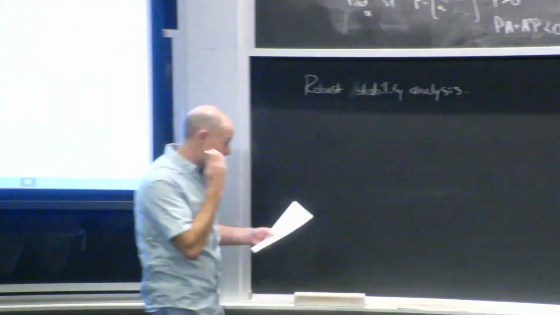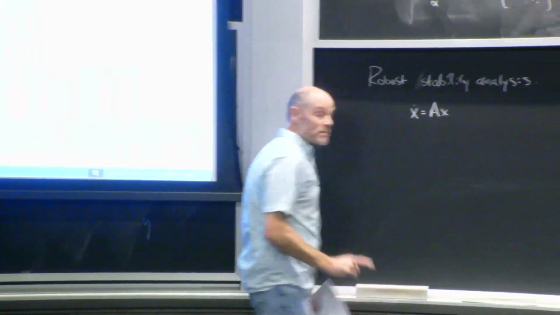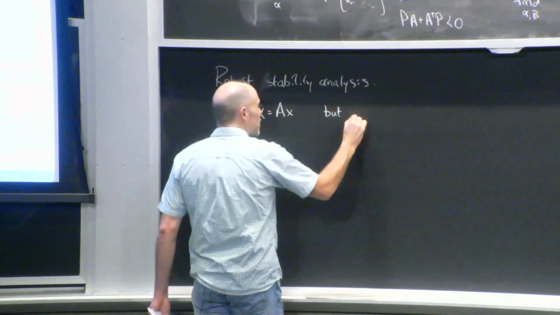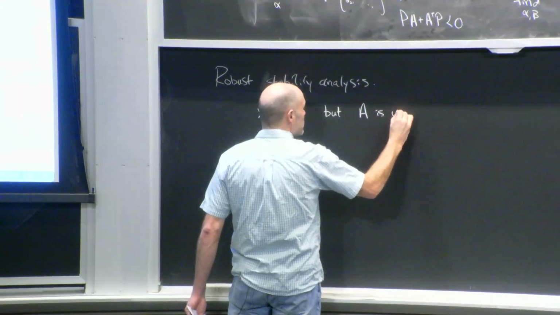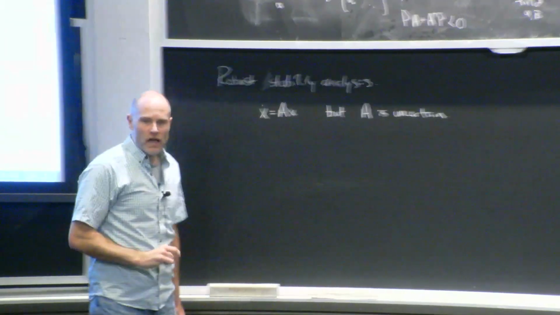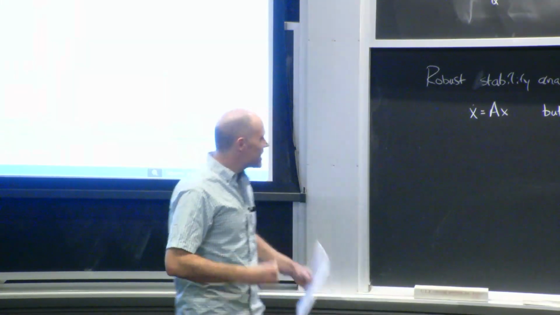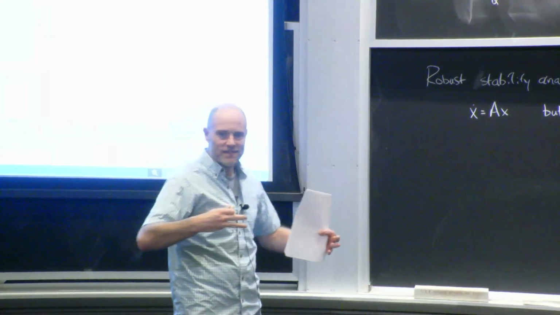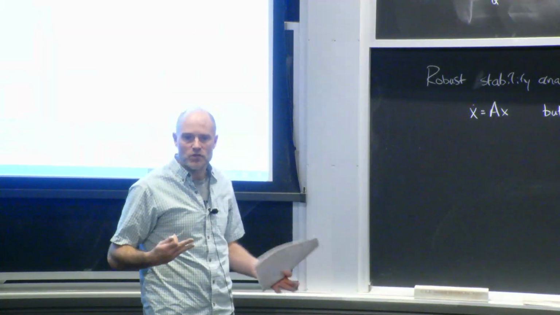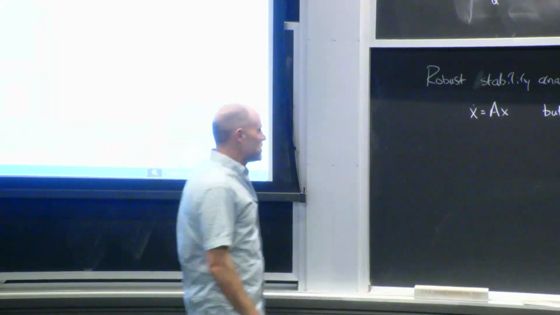I'm going to say I have x dot equals A of x. I want to prove it's stable, but the coefficients of A are unknown, are uncertain. Now I have to choose some description of what I know about A. So what I'm going to say is that A is, I don't know, between 1 and 10, or between 3 and whatever. I'm going to give some sort of description like that. The elements of A are all between 1 and 4.